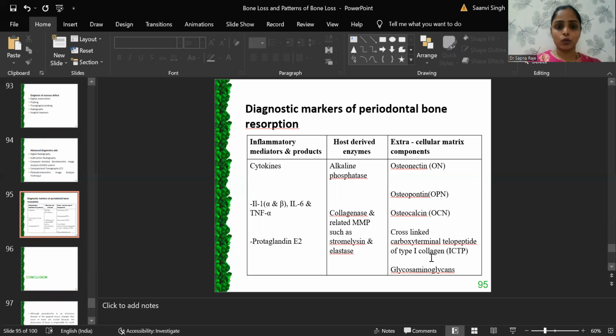Diagnostic markers of periodontal bone resorption: by cytokines, the host-derived enzymes are alkaline phosphatase, extracellular matrix component osteonectin, interleukin 1, 6, and tumor necrosis factor alpha, collagenase and related MMPs, osteocalcin, prostaglandin E2, stromelysin, and elastase, cross-linked carboxy terminal telopeptide of type 1 collagen.